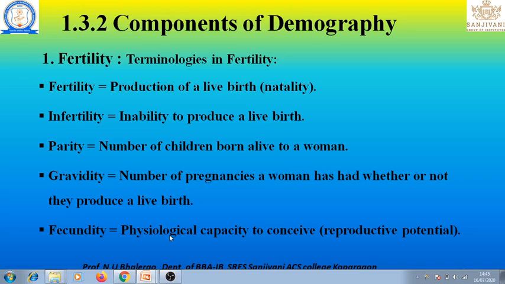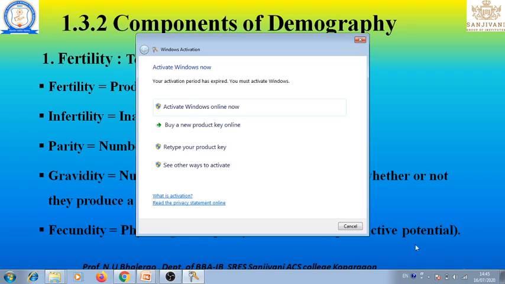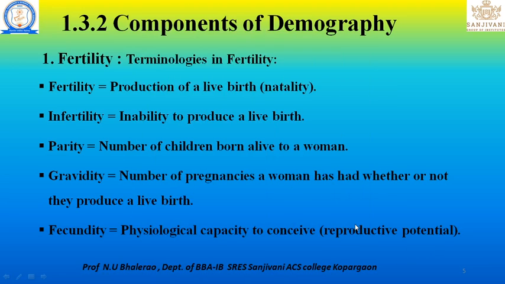So every single minute, every single hour, births or deaths happen in our country. So production of a live birth is calculated in fertility. Infertility includes the inability to produce a live birth. So it is nothing but a physiological problem for any human being. Those who are unable to produce a live birth, it is called infertility. Parity is nothing but the number of children born alive to a woman.